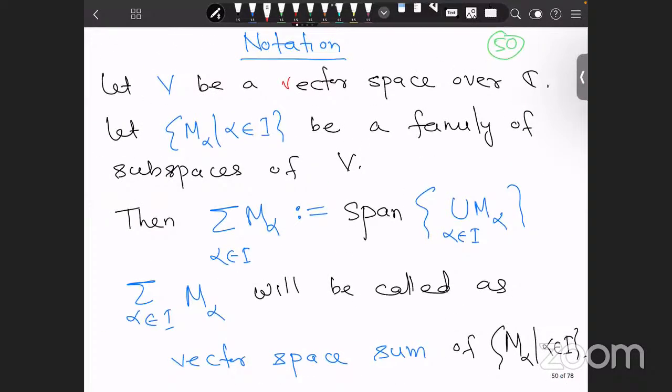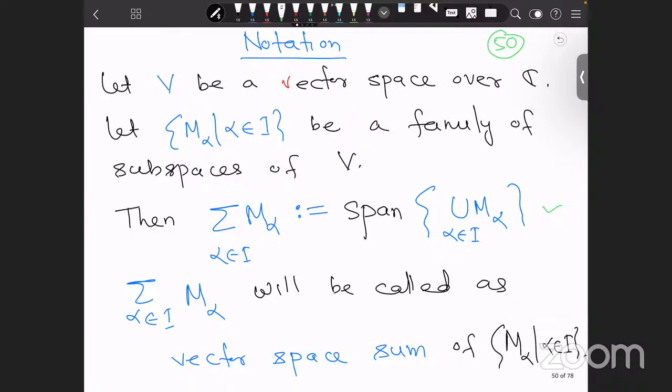Now we want some notation. Let V be a vector space over C. Let M alpha, alpha belongs to I, be a family of subspaces of V. Then the summation of M alpha, alpha belongs to I, is by definition equal to the span of the union over alpha belongs to I of M alpha. This will be called the vector space sum of M alpha, alpha belongs to I.